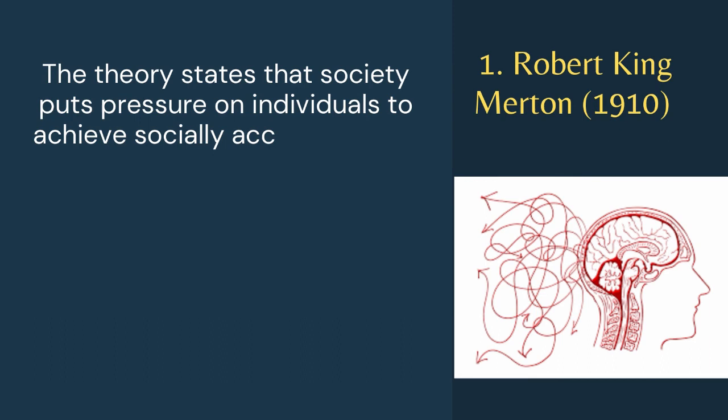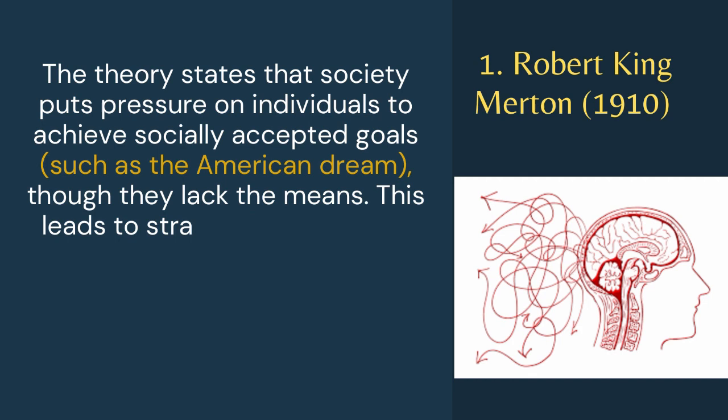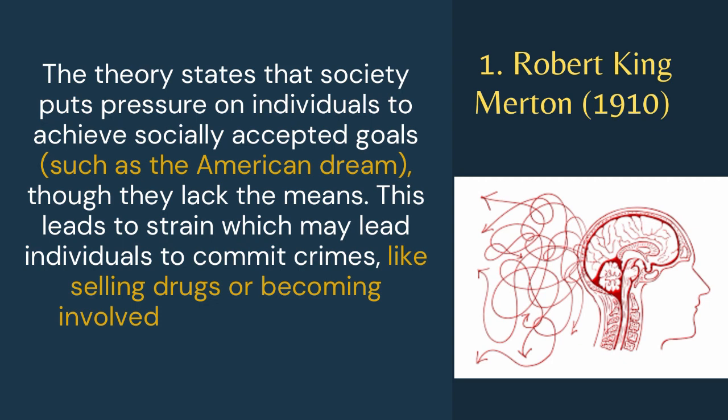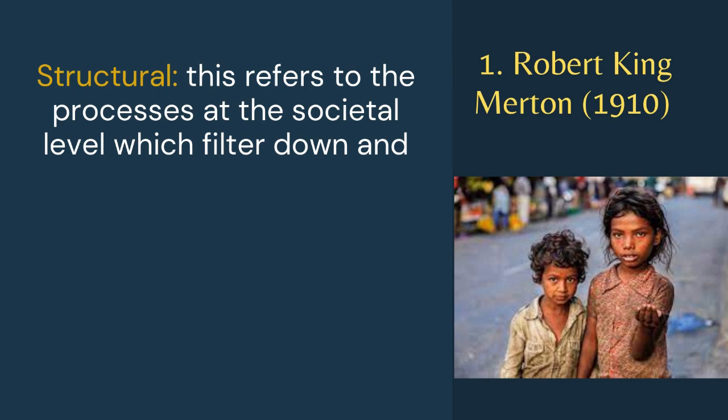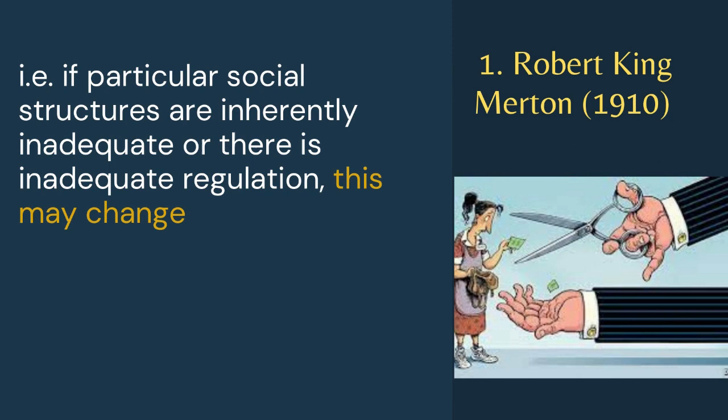The theory states that society puts pressure on individuals to achieve socially accepted goals, such as the American dream, though they lack the means. This leads to strain which may lead individuals to commit crimes, like selling drugs or becoming involved in prostitution as a means to gain financial security. 1. Strain could be structural. This refers to the processes at the societal level which filter down and affect how the individual perceives his or her needs. That is, if particular social structures are inherently inadequate or there is inadequate regulation, this may change the individual's perceptions as to means and opportunities.